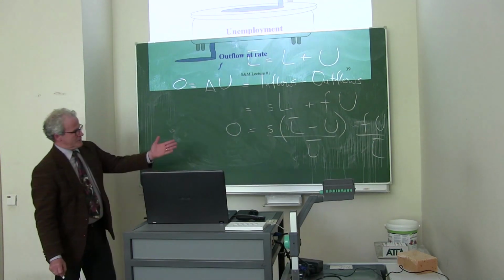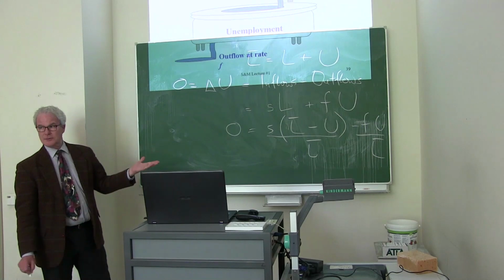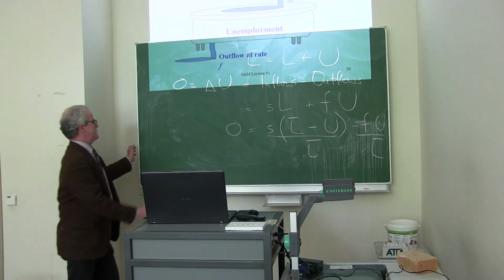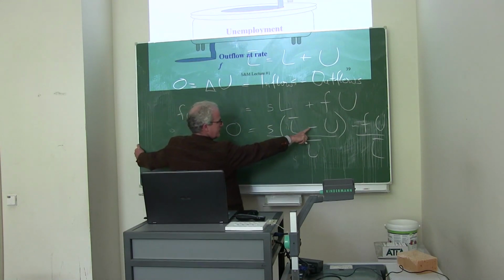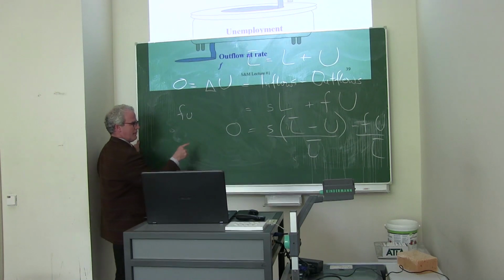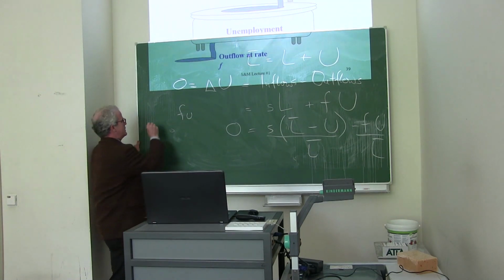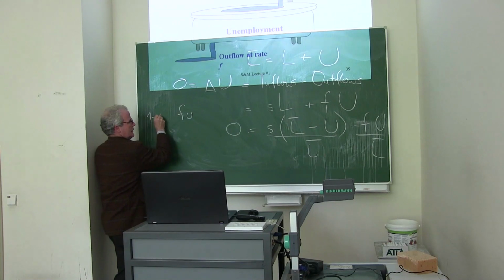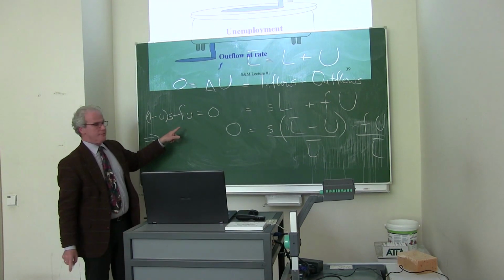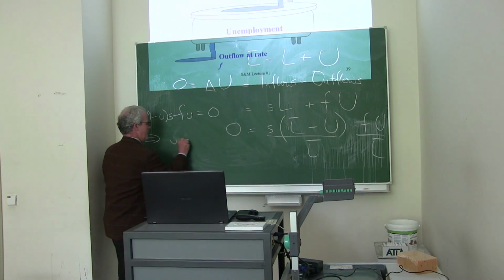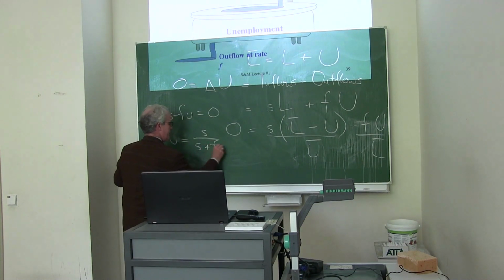It simplifies pretty easily because you know that U over L bar is equal to little u, the unemployment rate. So we have F times U. And here we have 1 minus little u, because L divided by L bar is equal to 1. So it's (1 minus u) times S, minus that equals 0. And then you just have to solve for u. So what is u? S divided by S plus F.